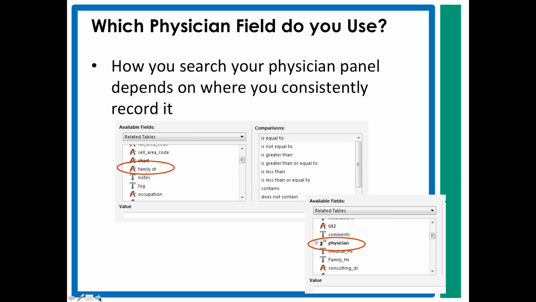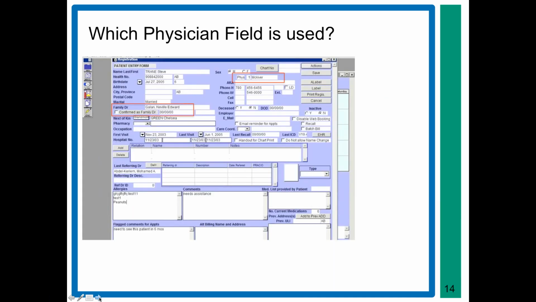We wanted to select which physician we had. So again, as Barb mentioned, there's the two physician fields, and it depended on where you were consistently recording it. So you can see there's the family doctor option, and there's the physician option. And then, yes, thanks, Barb, for that. There's the physician on the right-hand side, if that field is being used, and family doctor on the left-hand side.